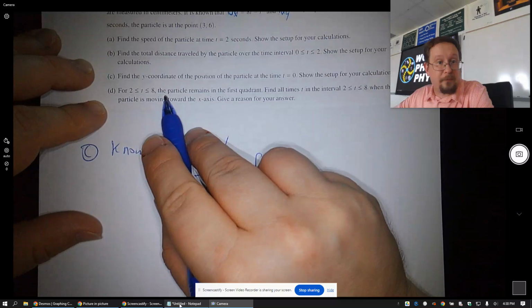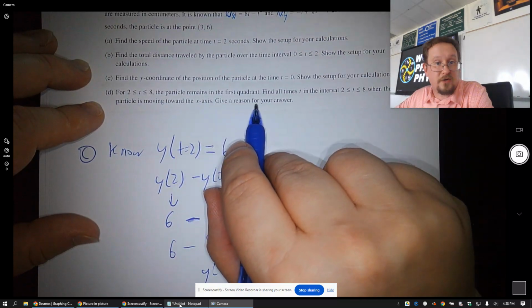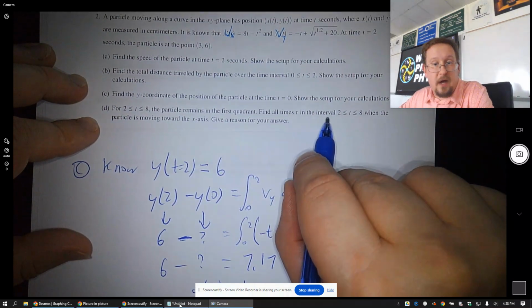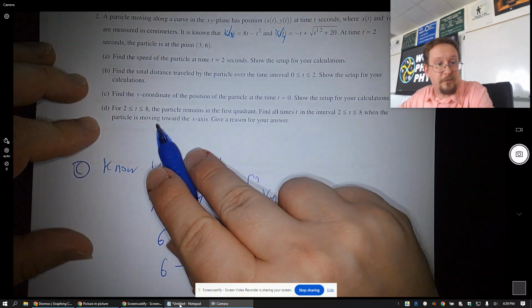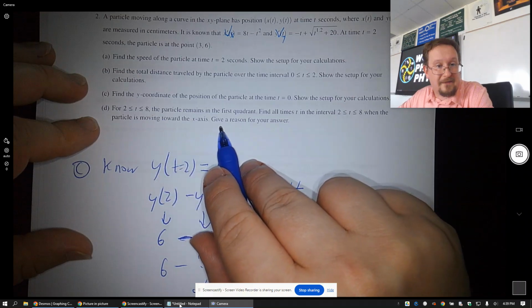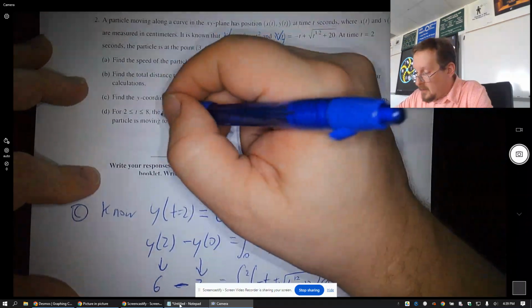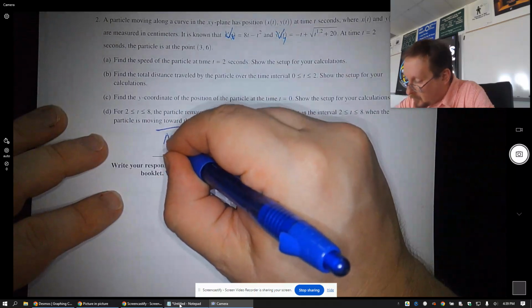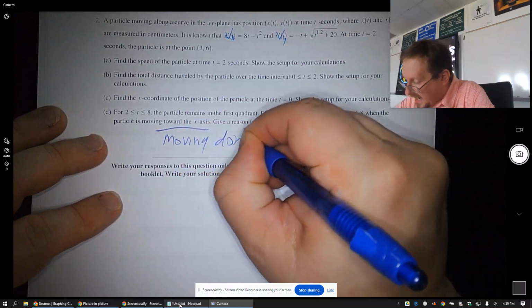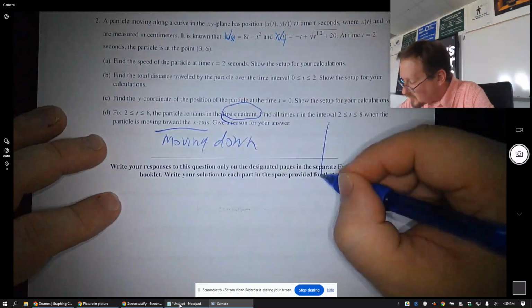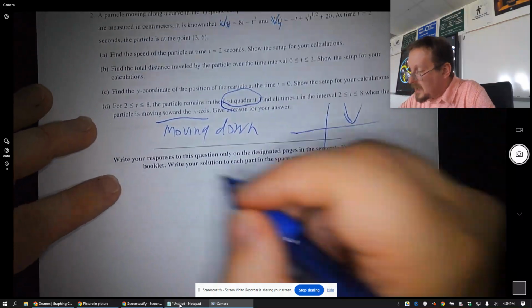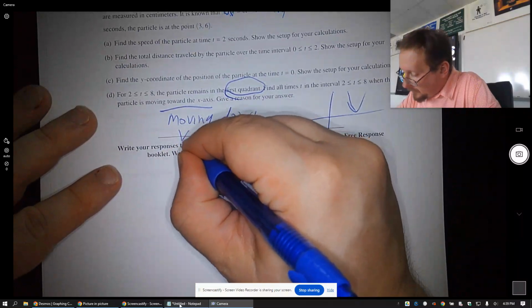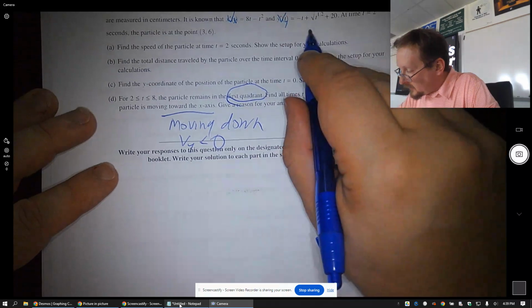For 2 to 8, the particle remains in the first quadrant. Find all times when the particle is moving toward the x-axis. Toward the x-axis, what does that mean? That means moving down if it's in the first quadrant, right? It means moving down in some way. So that means Vy is negative. So what is Vy?